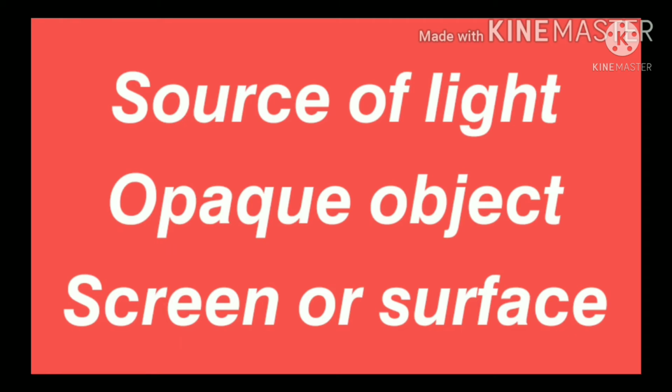This explains why we cannot see a shadow in the dark. Why? Yeah, the main thing is the opaque object does not pass the light. Because of that, the rays are obstructed by the opaque object, and so we get a shadow of the object. Okay, students?